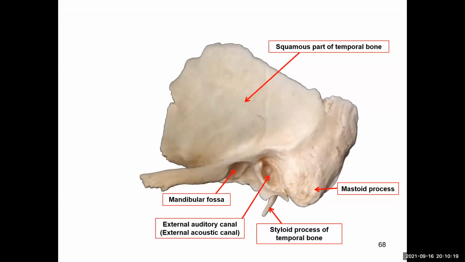All that should be labeled. Here you can see in front, or anterior, to the external acoustic meatus, that's going to be the mandibular fossa.